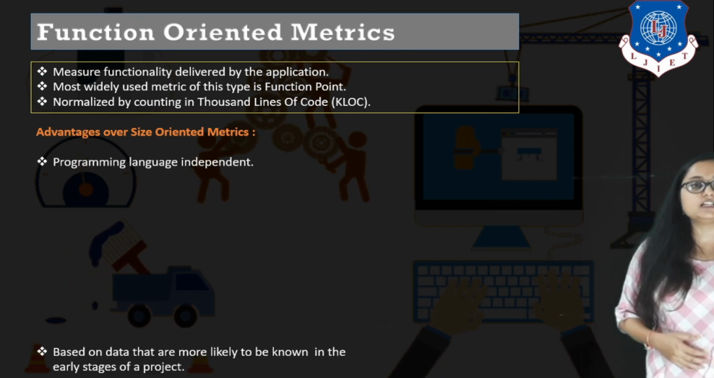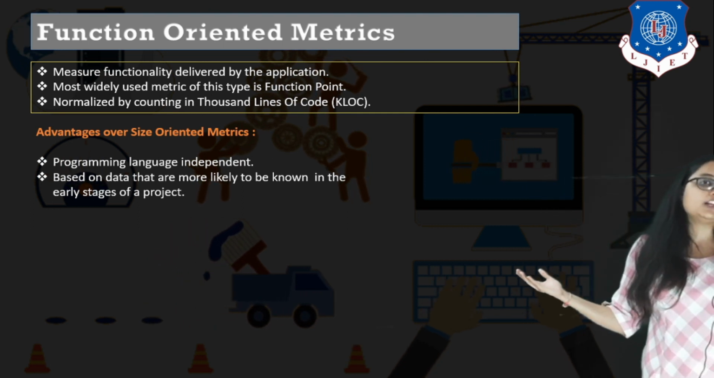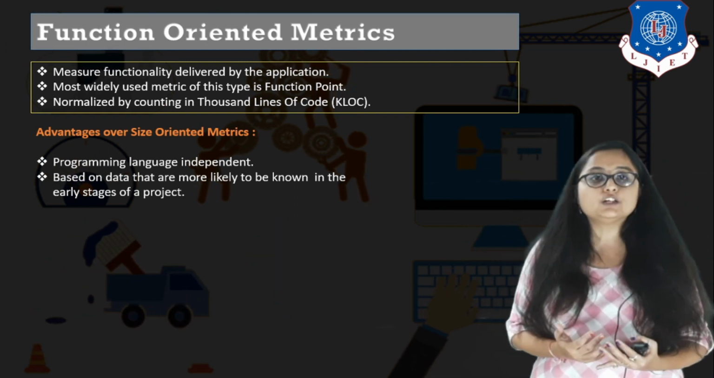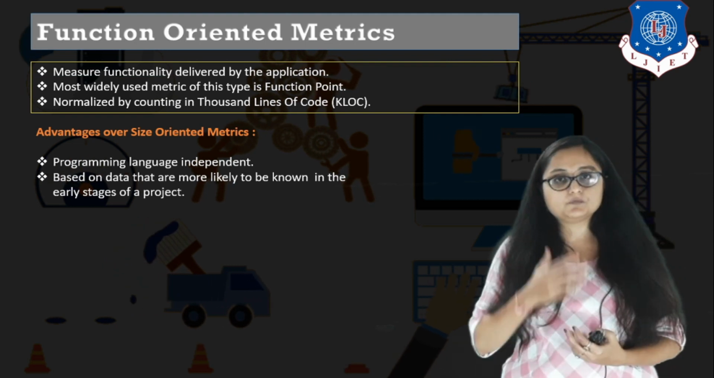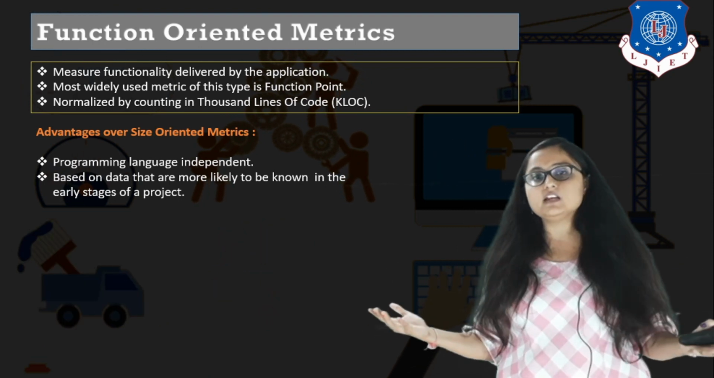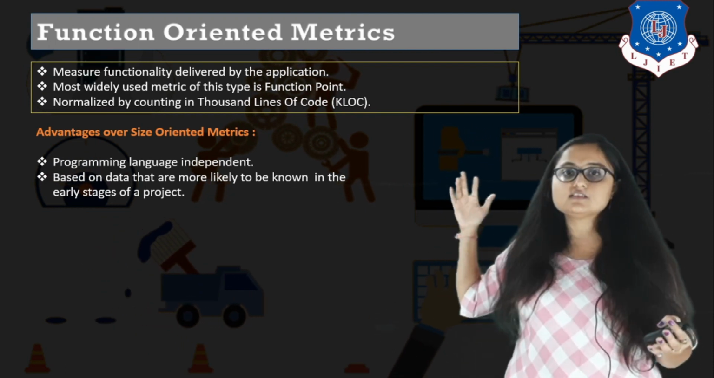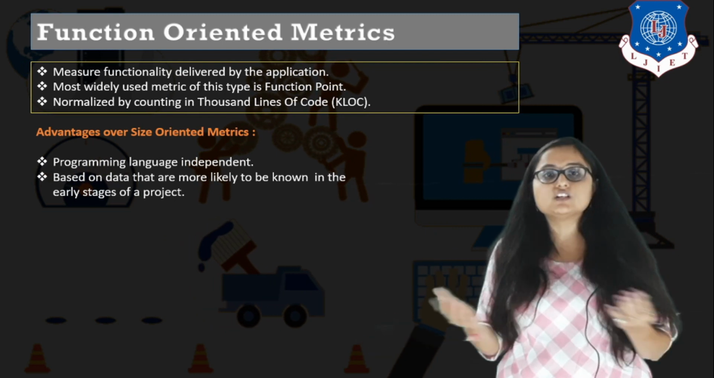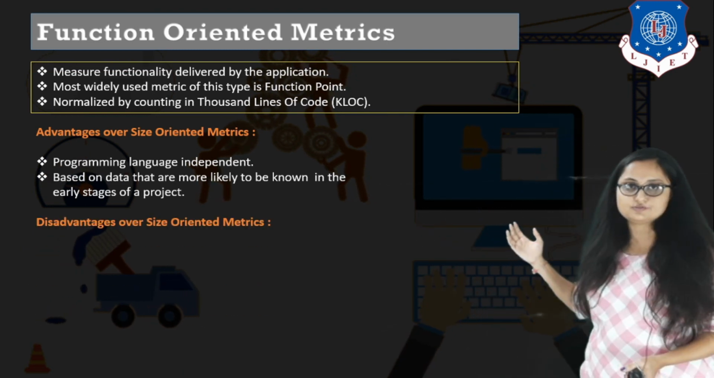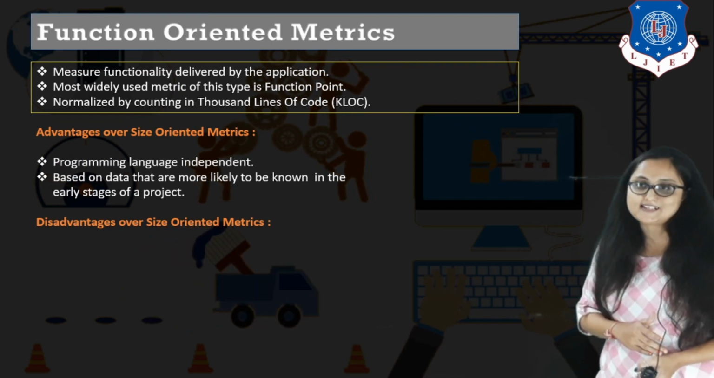Now let us study what are the advantages of this over size oriented metric. The first is it is programming language independent. It is not dependent on any programming language. The next is based on the data that are more likely to be known in the early stages of a project, right? Because size oriented metric is highly dependent on LOC, right? So LOC, when will we get to know? We will get to know LOC when the coding is started, right? So function oriented metric is using some of the data, or you can say all of the data, which is highly based on estimation, right? So that is an advantage over size oriented metric, that we can start to calculate function oriented metric way before you can start size oriented metric.